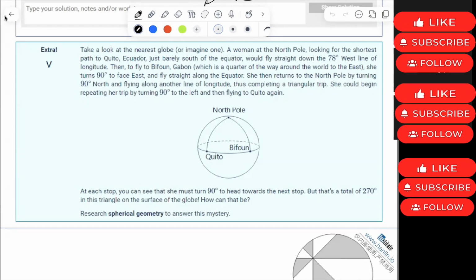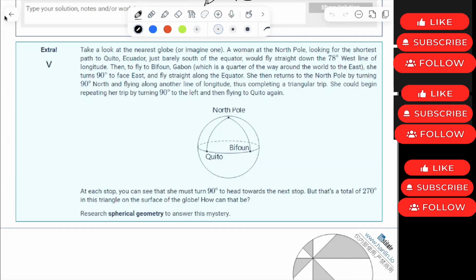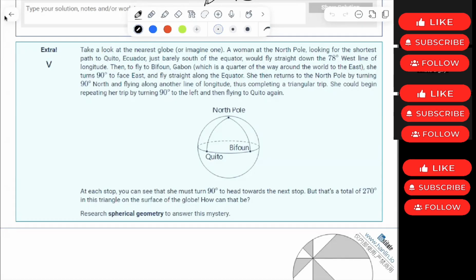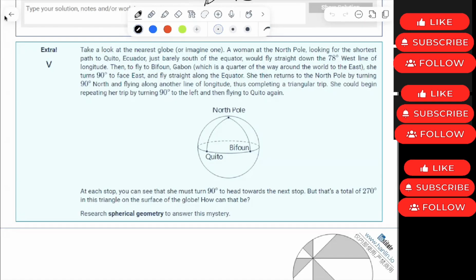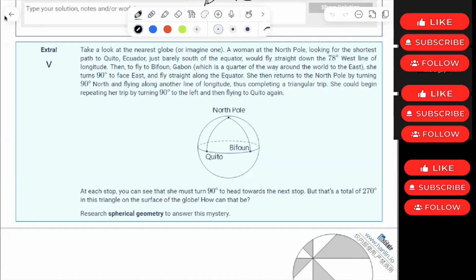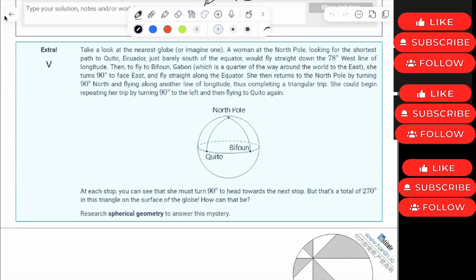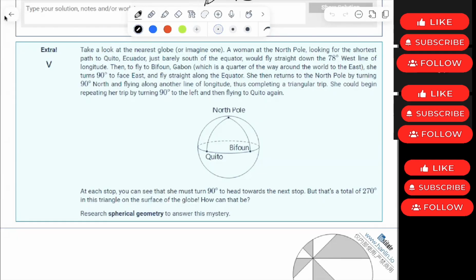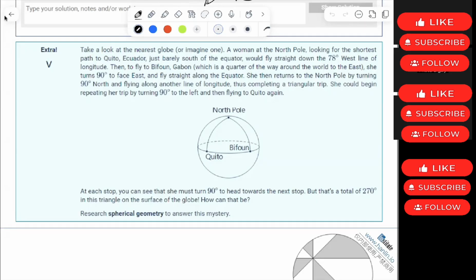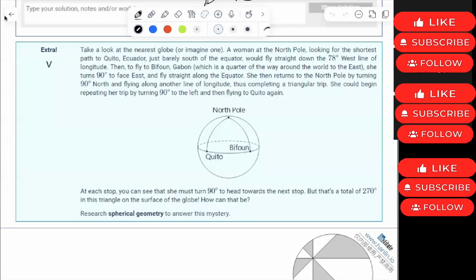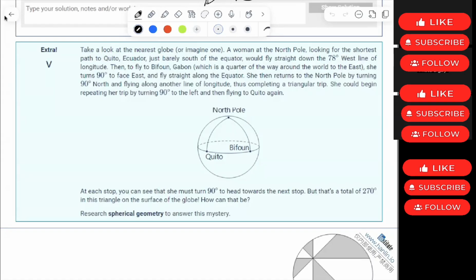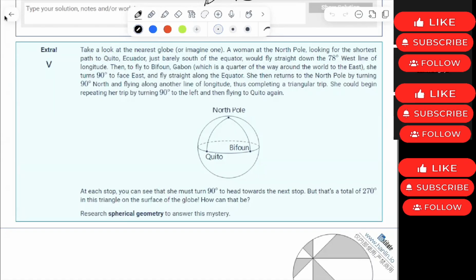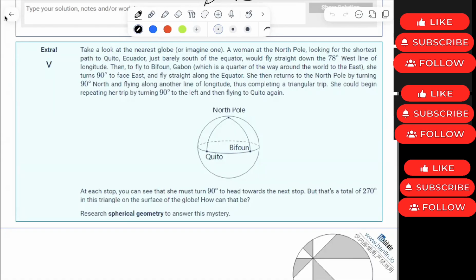She turns 90 degrees to face east and flies straight along the equator. She then returns to the North Pole by turning 90 degrees north and flying along another line of longitude, thus completing a triangular trip. She could begin repeating her trip by turning 90 degrees to the left, then flying to Quito again. At each stop, you should see that she must turn 90 degrees towards the next stop. But that's a total of 270 degrees in this triangle on the surface of the globe.